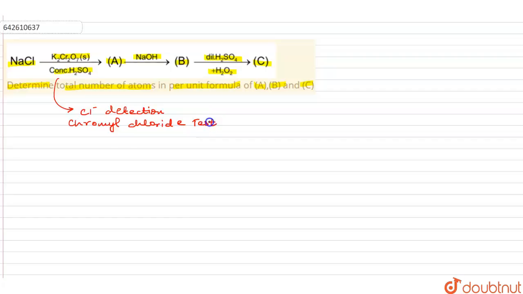Now in this case, what do you obtain? You obtain a red vapor. Red vapors are observed which condense to a red oily liquid. This is the very specific feature, the identifying moment. If at all we get this red vapor, then and only then we can say that chloride ions are present in the given reactant. So that is what is your chromyl chloride test.